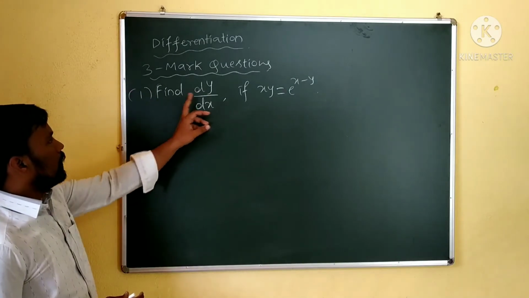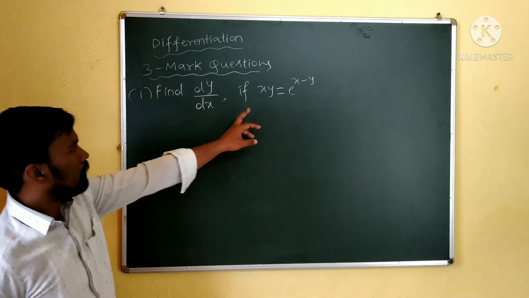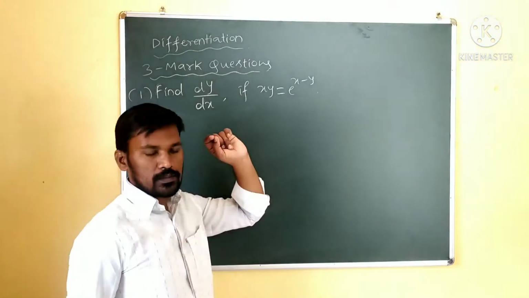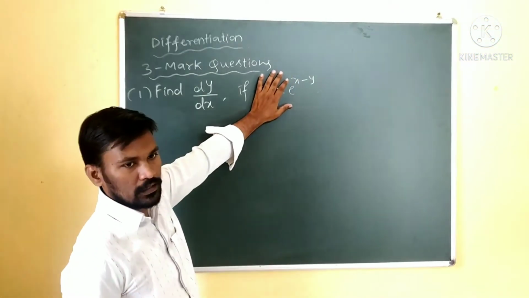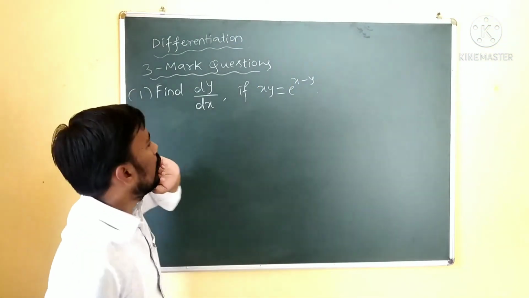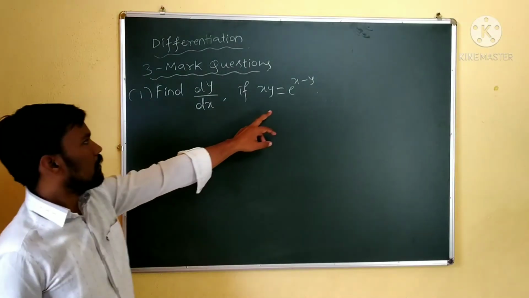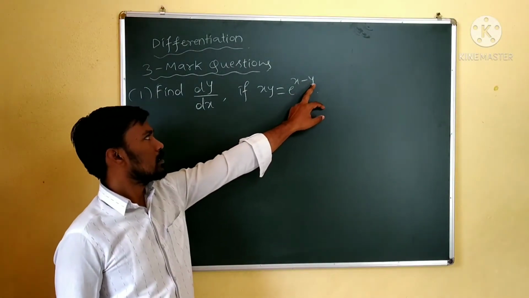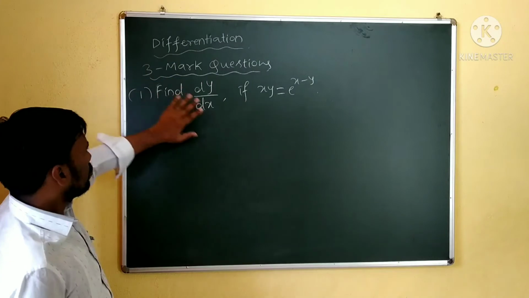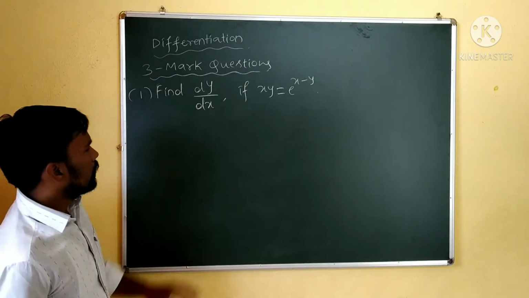Question number 1. Find dy by dx if xy is equal to e to the power of x minus y. This is the given function. I have taken this question from old paper only. xy is equal to e to the power of x minus y. This is a 3 mark question. Very simple. Look at the given function.